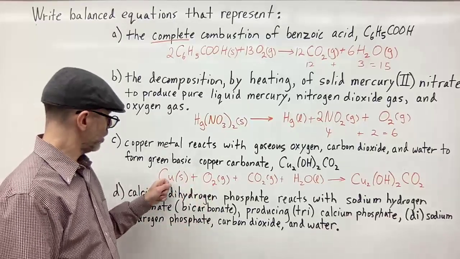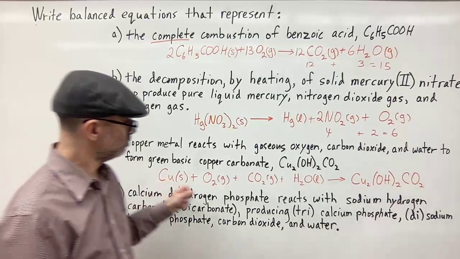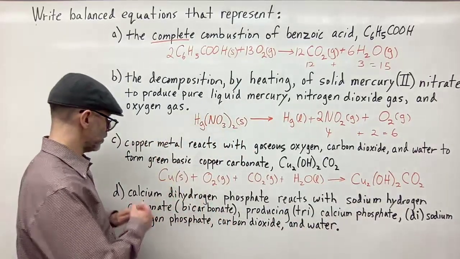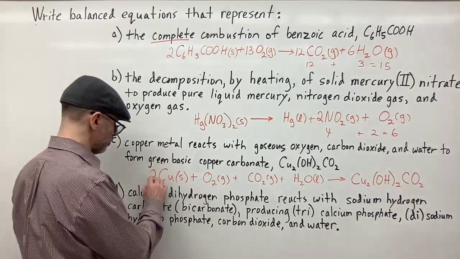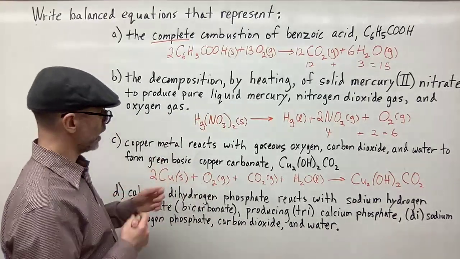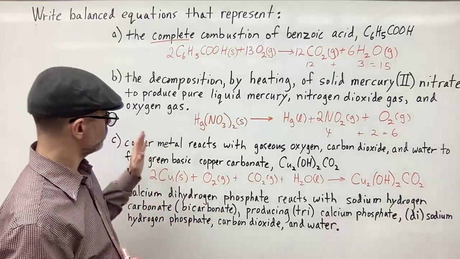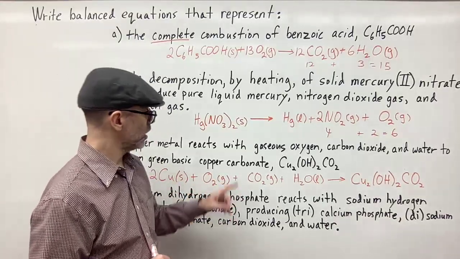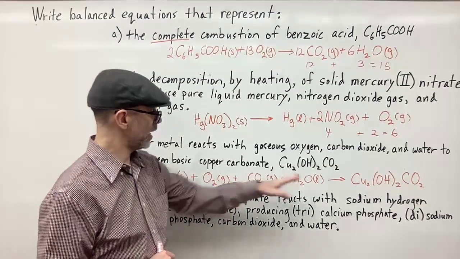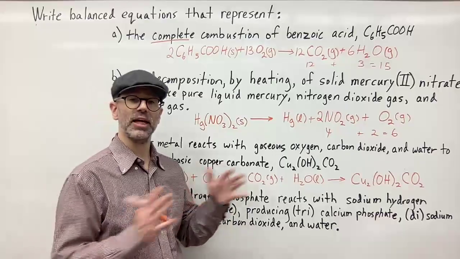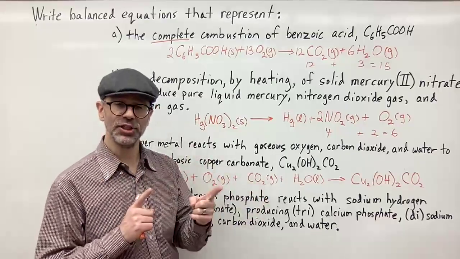So here I have two coppers, one copper. So I need two on this side, so I'm going to put a 2 coefficient. So now my copper atoms are balanced. Now I can go to the nonmetals. So I have carbon, hydrogen, and oxygen left. I'm going to balance everything except for hydrogen and oxygen.